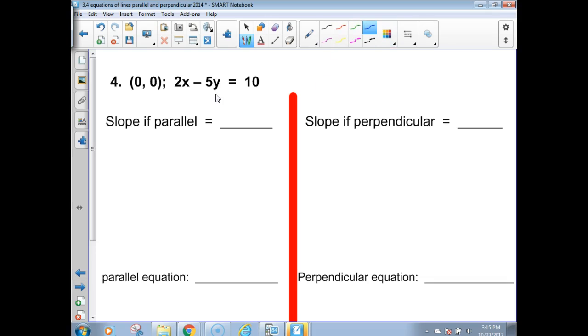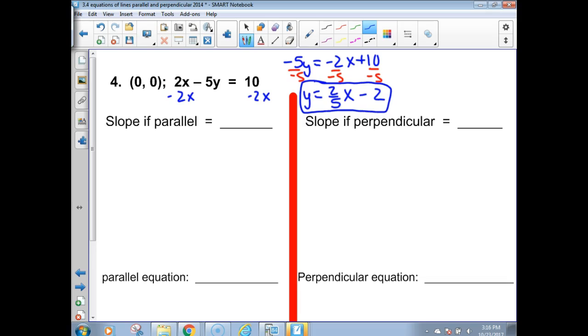We have to get this one into y form as well. So I'm going to have to subtract 2x. It's going to give me negative 5y equals negative 2x plus 10. And then I've got to divide everything by negative 5. So the equation is y equals positive 2/5 times x, and 10 divided by negative 5 would be negative 2, minus 2. That is my original line in y equals form.